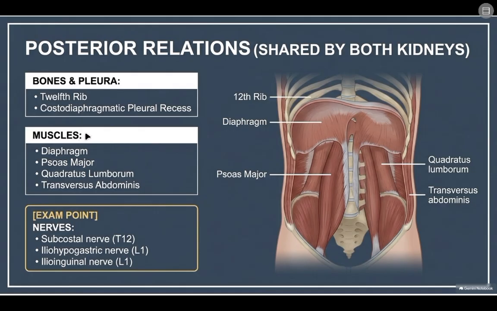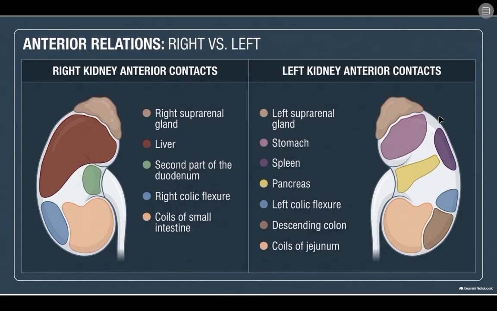So you have the muscles related to the posterior region. So what are the muscles? We have the diaphragm. Don't ever forget that the diaphragm is a muscle. And we have the psoas major. Now this is the psoas major. And we have the quadratus lumborum. Then we now have the transversus abdominis. The transversus abdominis is part of the muscles of the anterior abdominal region. Don't forget that. And we also have the nerves. We have the subcostal nerve, we have the iliohypogastric nerve, and we have the ilioinguinal nerve.